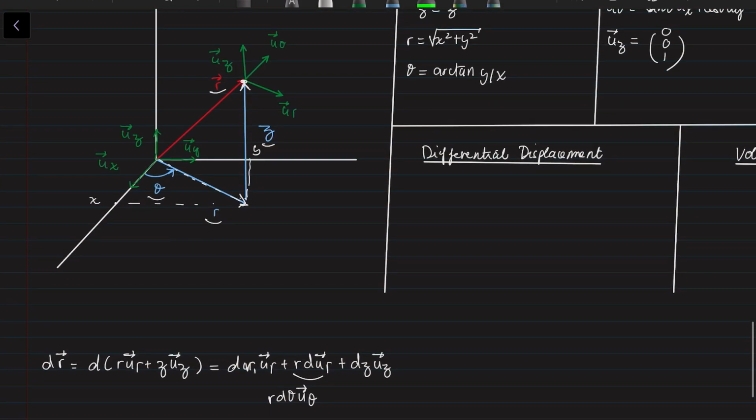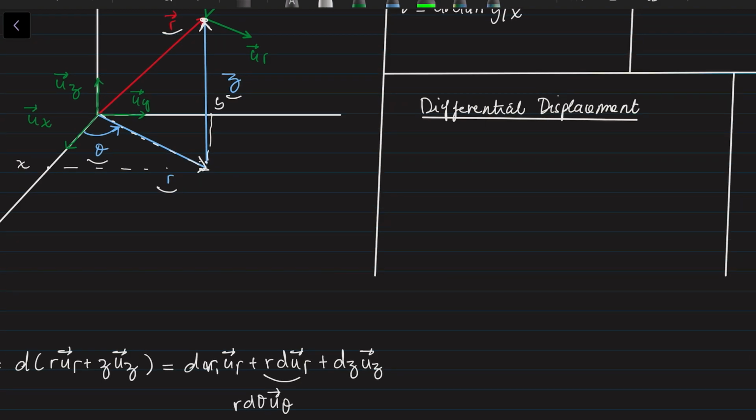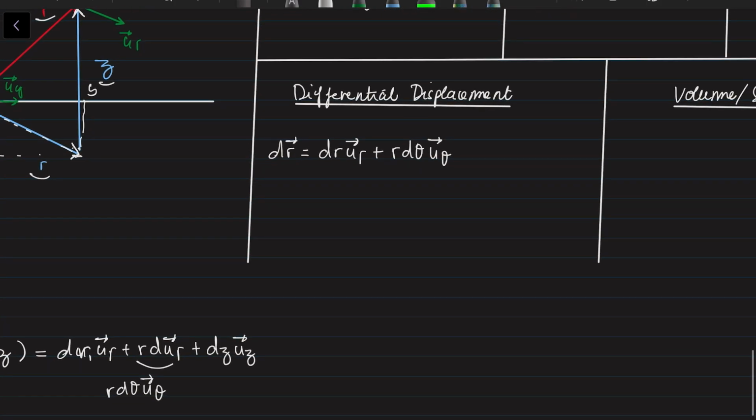So we can just write our differential displacement vector neatly. So dr is dr u_r plus r d theta u_theta plus dz u_z.